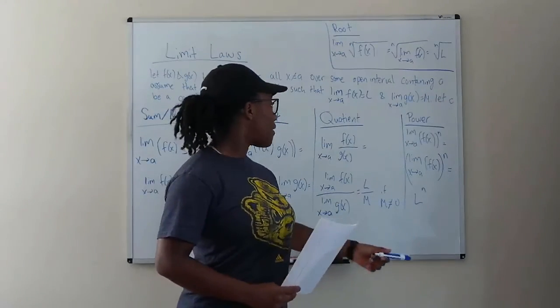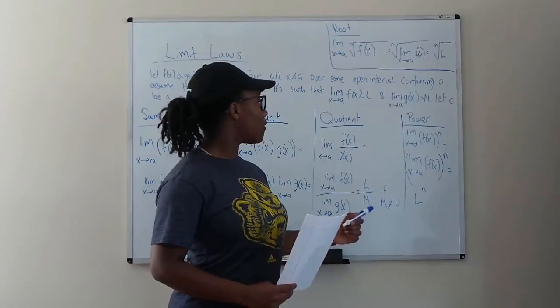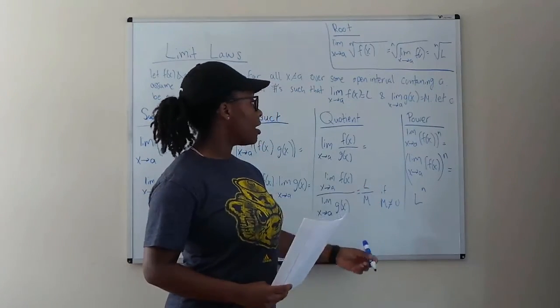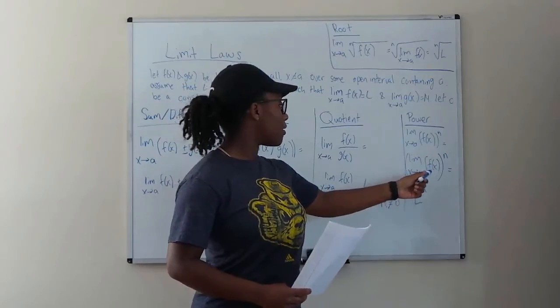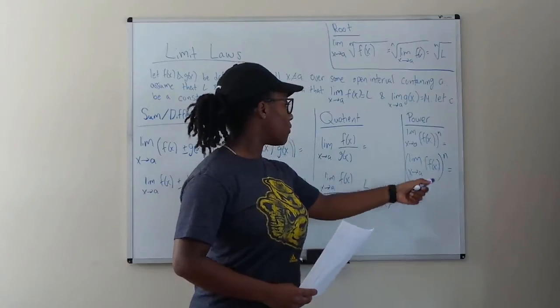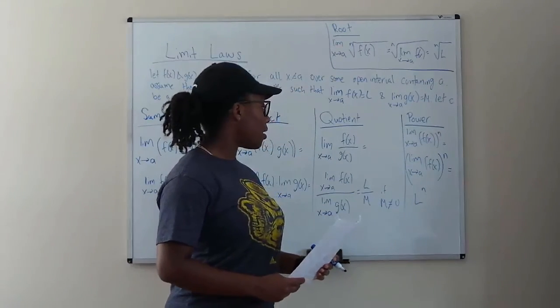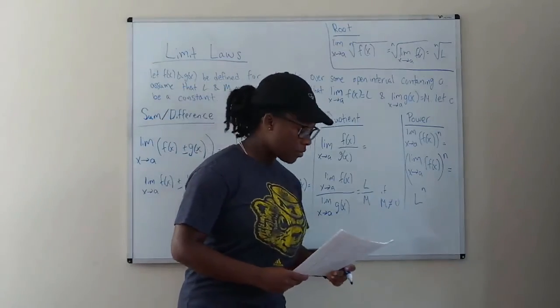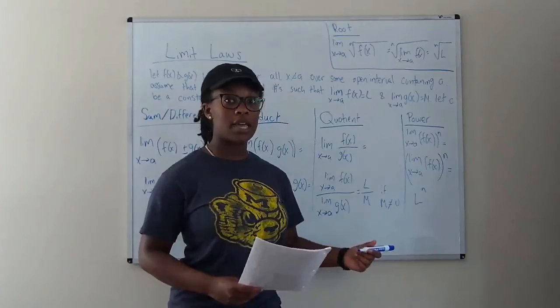Then the last two we have are the power law and the root law. First, the power law: the limit as x approaches a of f of x to the nth power. We can take the limit as x approaches a of f of x and raise all of that to the nth power, and that's just going to be equal to the limit value L raised to the nth power, and that's for every positive integer n.